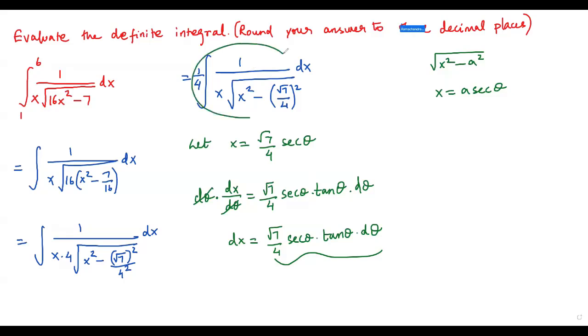Now we have to go to the integration over here. In this integration, for this x, we have to plug in this square root of 7 over 4 times secant theta, and also for this x. Okay, now let me continue on the next page.